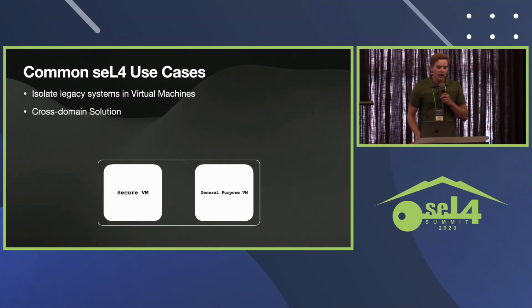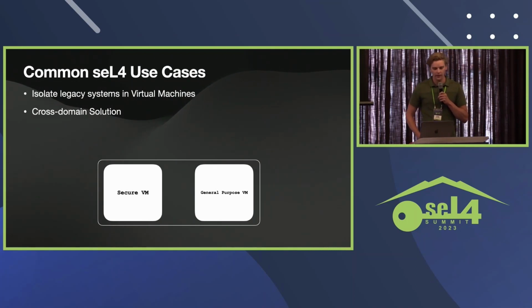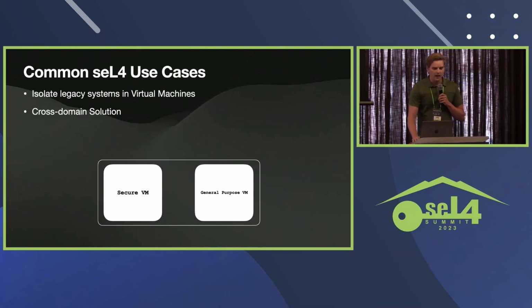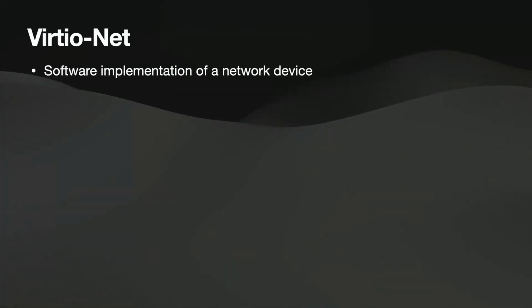A second common use case is a cross-domain solution where you have two VMs. One has secure properties, the other is simply a general purpose VM, which has no security properties. However, given a lot of the time the functionality was previously all contained in one Linux machine, you have to start wondering about the communication paths between the secure and the general purpose VM. So that is where virtio-net comes into play.